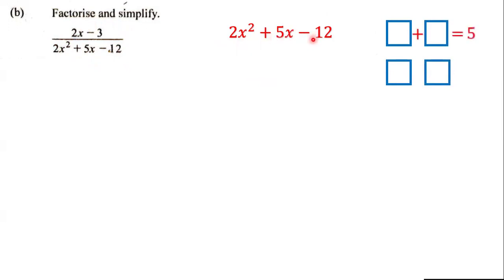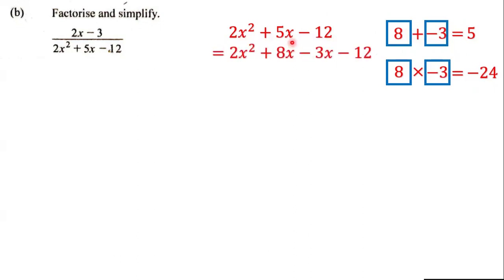We're going to say, what two numbers can I use that when I add them, I get positive 5, and when I multiply them, I get negative 24? Indeed, the two numbers that we can use are 8 and negative 3, because 8 plus negative 3 is positive 5, and 8 times negative 3 is negative 24. This is useful in factorizing this expression.